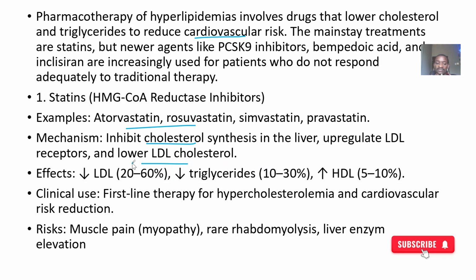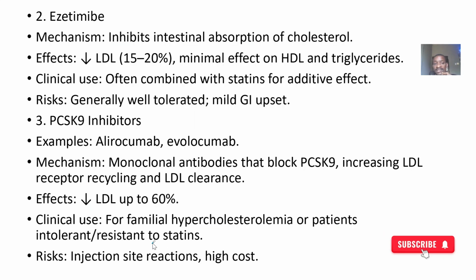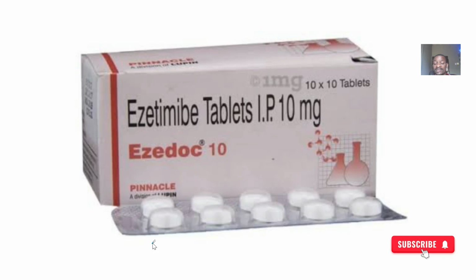So the effect: the low density lipoproteins that are bad will be what? Decreased. Triglycerides will be decreased, while the high density lipoproteins will be what? Increased, because they are the good ones. So they are the first line of treatment for hypercholesterolemia, where somebody is having hypertension and cardiovascular issues. Okay, let's go. Then for the next example, we have drugs like Ezetimibe.